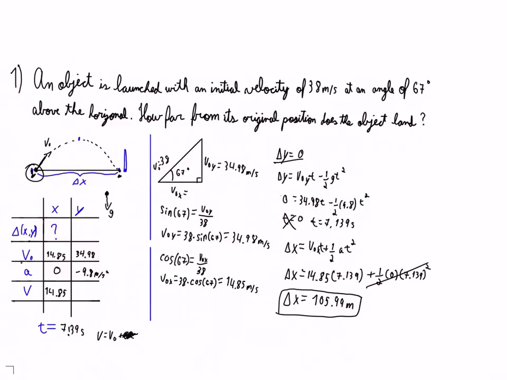So, from this problem, we learned a couple new concepts. Number one is that in projectile motion, the acceleration in the x direction is always 0. That means that Vx is always going to be equal to Vox.